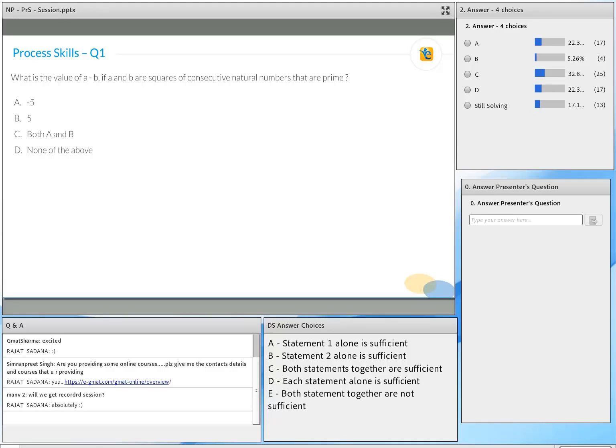All right, I'm going to discuss the solution now. Now, for those of you who have selected choice D, can you tell me what is the answer that you arrived at? People who selected choice D are saying that it's none of the above. So what's the answer that you arrived at? Type that in the poll below.